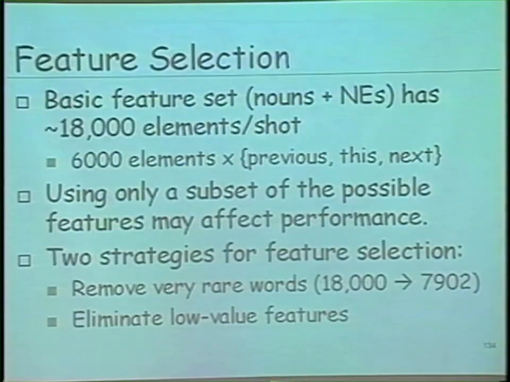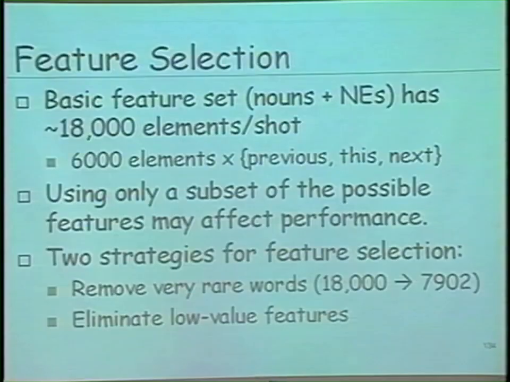And we want to use a subset of this for two reasons. One is just pragmatic, that we'd like to go home at some point. So smaller feature sets train faster and use less memory. And on the more performance-oriented side, if we get rid of distracting features, we might expect our performance to go up. So we have two strategies for feature selection.